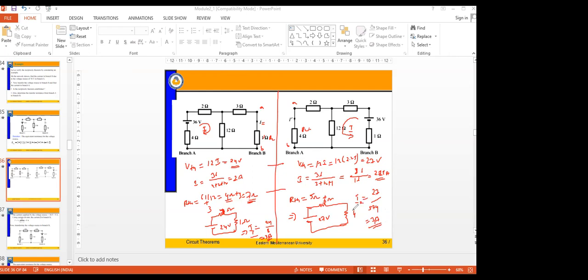So the reciprocity theorem states that the ratio of V1 by I1, what is that V1 by I1? 36 by 3 is equivalent to V2 by I2. What is that? 36 by 3. Hence, we prove the reciprocal property of the network, right?